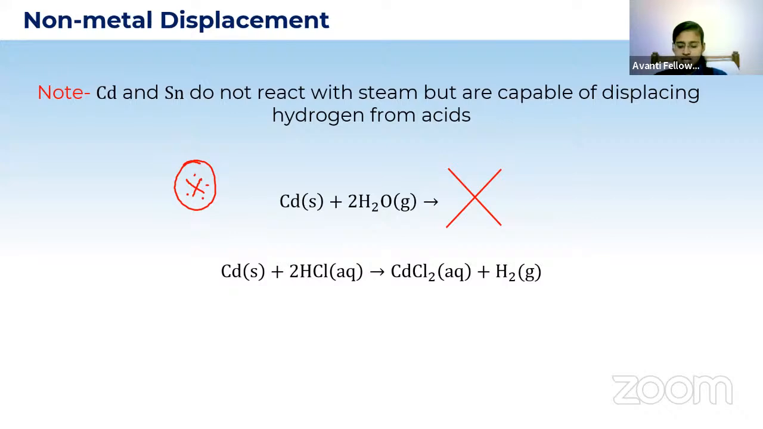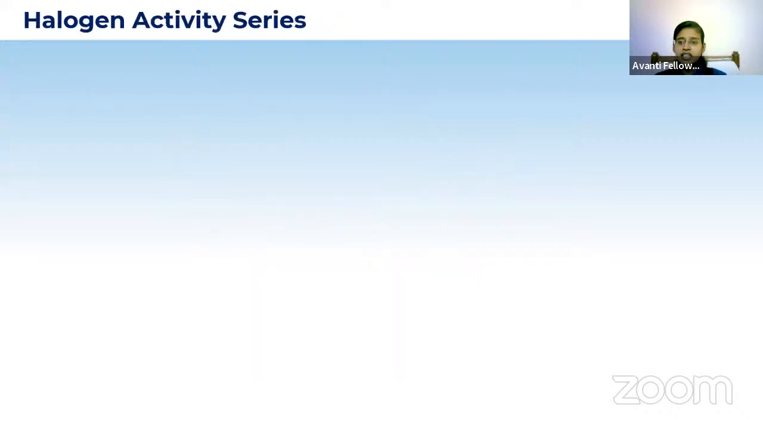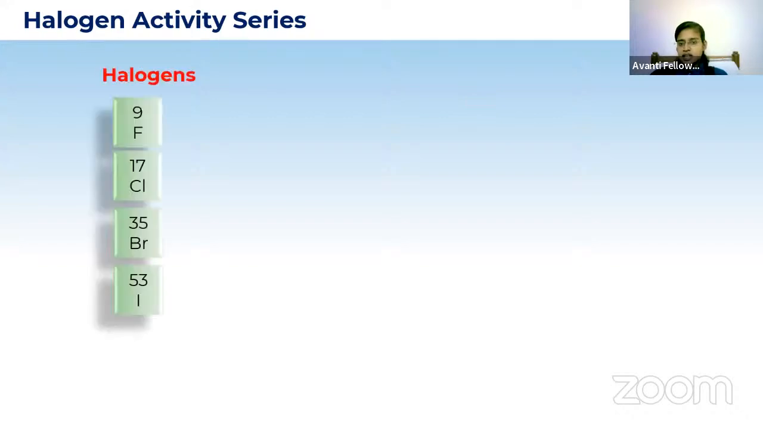Okay. So the next thing that we are going to discuss is the halogen activity series. So what are halogens? Can anyone give me the list of halogens? It is very easy, right? Halogens belong to the 17th group in the periodic table. Very good, Kartika. Fluorine, chlorine, bromine, and iodine. Exactly, you're correct. Very good, Chandu.